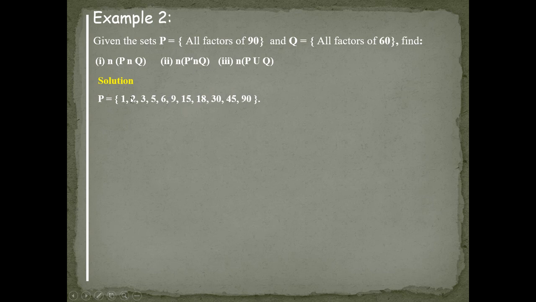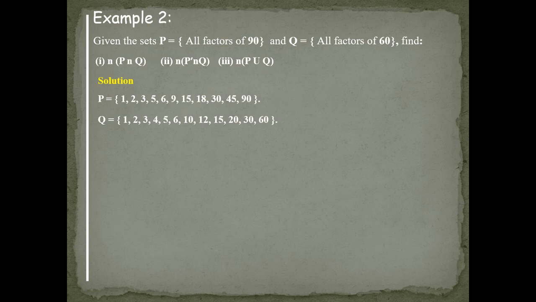Can you ask yourself why we've not included 4 in this set P? I've not included 4 because 4 is not a factor of 90. Once I divide 90 by 4, it will not give me an exact value. It will give me a value together with a remainder.